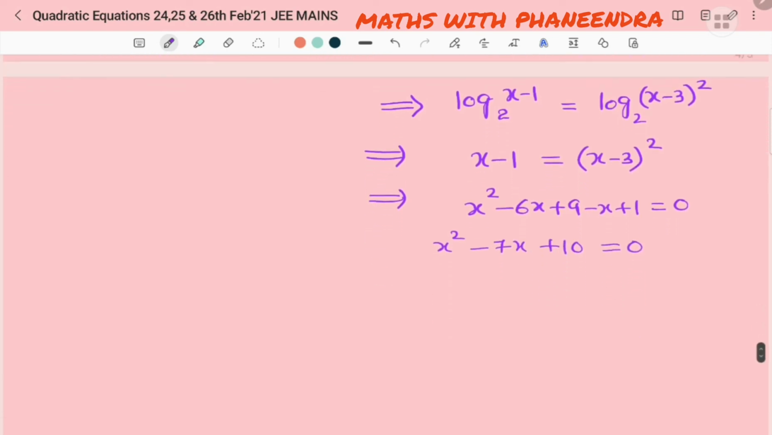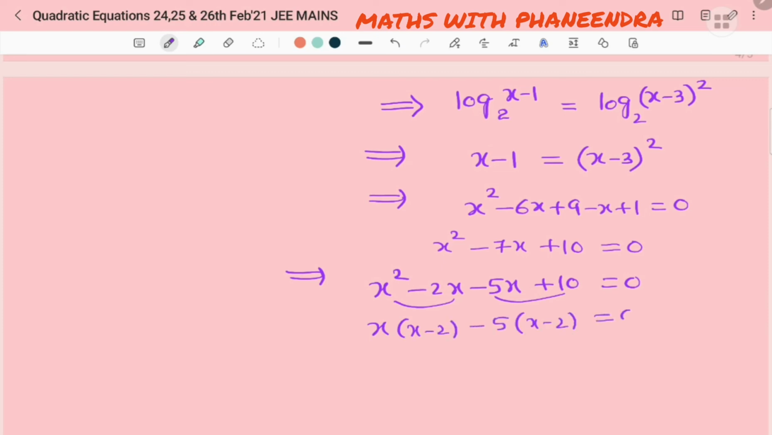After doing the factorization, x square minus 2x minus 5x plus 10 equal to 0. x into (x minus 2) minus 5 into (x minus 2) equal to 0. So (x minus 2) into (x minus 5) equal to 0. x is equal to 2 and x is equal to 5.